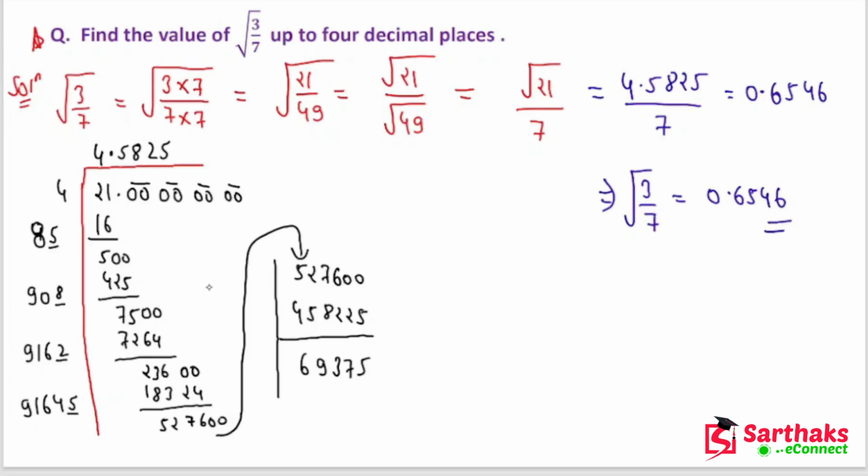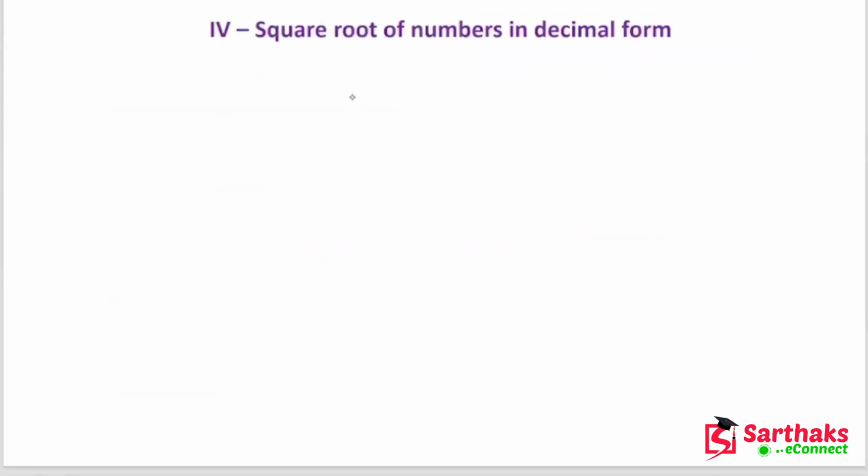This was again very easy to calculate just because of the division method. So it has a very wide applicability. Now let us talk about the last method, which is square root of numbers in the decimal form. It is very easy. It just says to put the number of zeros in pairs. So it says to make the number of decimal places.